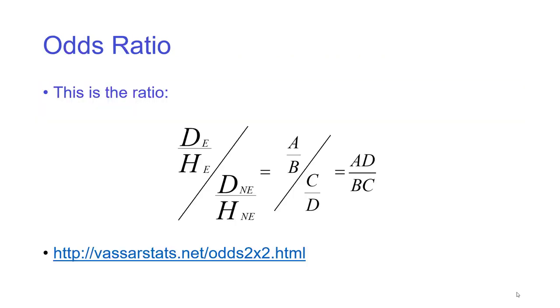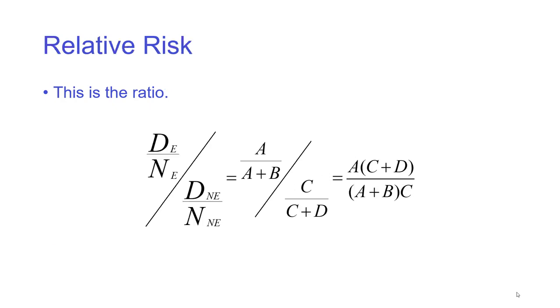So when you convert all that to a formula, you've got AD divided by BC. That will be a very large number if A and D are big and B and C are small numbers. You've got a big number divided by a small number, which will give you a big number.